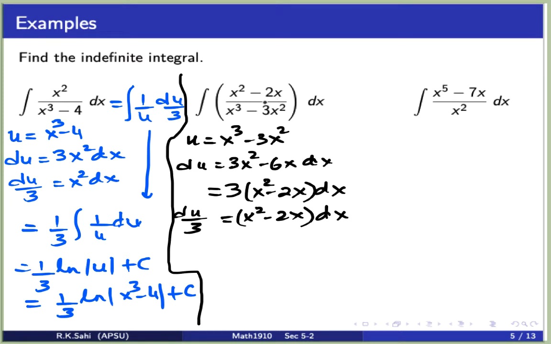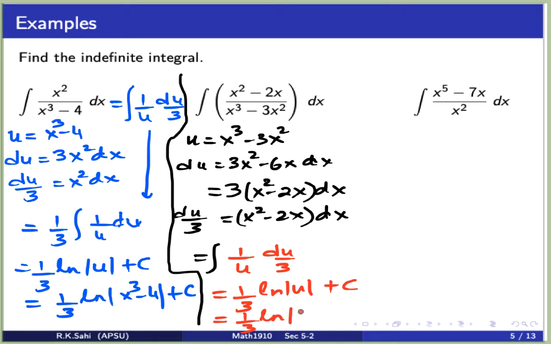Now if I make the changes in the original problem, what are we going to get? We're going to have x squared minus 2x dx is du over 3, and what is left is 1 over u, which is basically 1 over 3 natural log of u. Remember putting absolute values, please, plus c. So final answer, 1 over 3 natural log of x cubed minus 3x squared plus c.